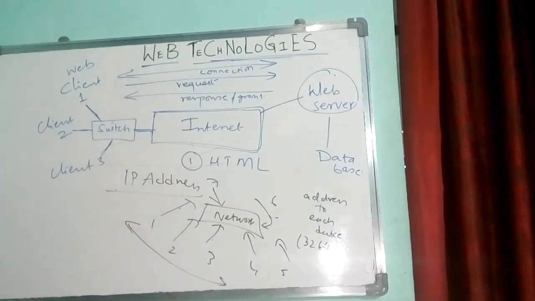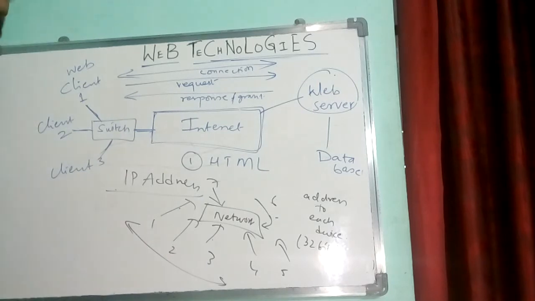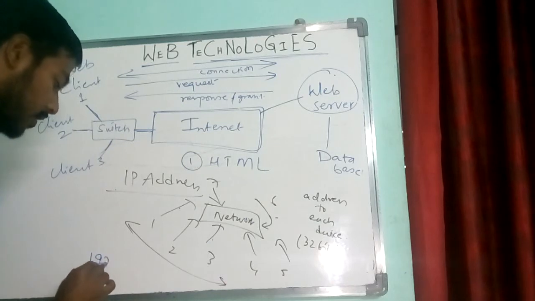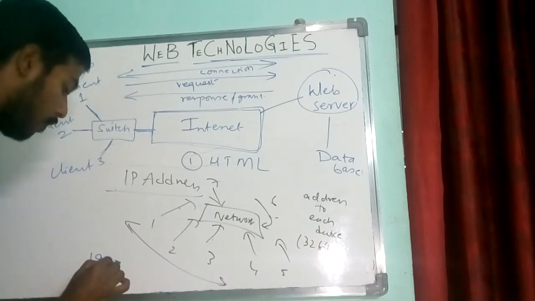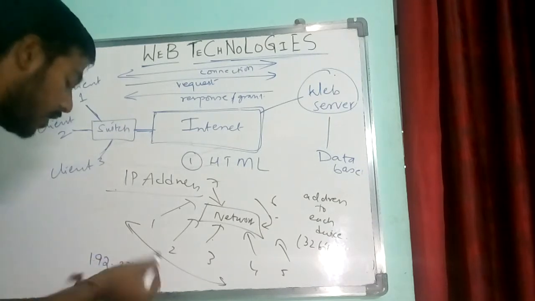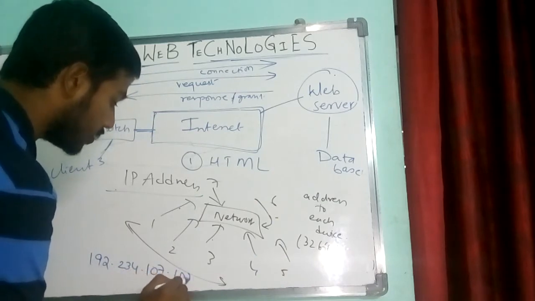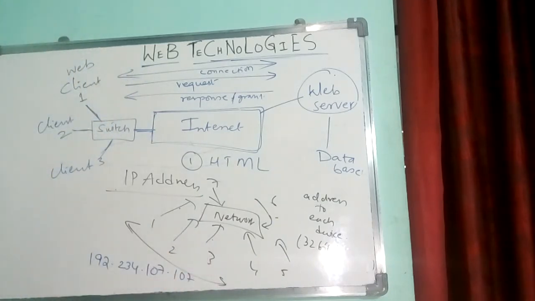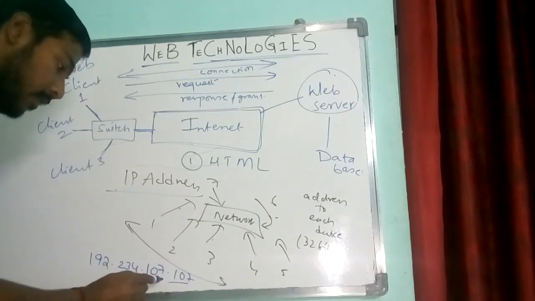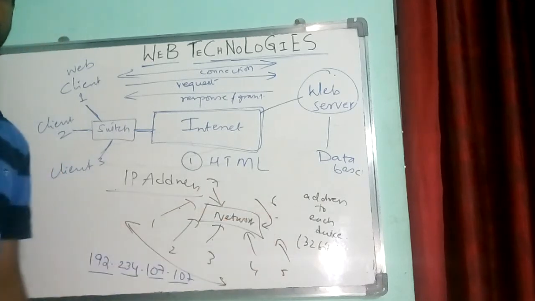Generally, an IP address follows dot notation. On any server, any IP address will look like 192.234 point and something, up to, suppose, 107.107. This is 8-bit, this is 8-bit, this is 8-bit, this is 8-bit. Overall, it is a 32-bit address.